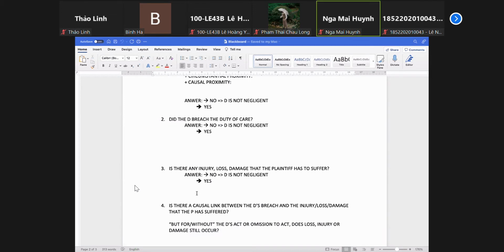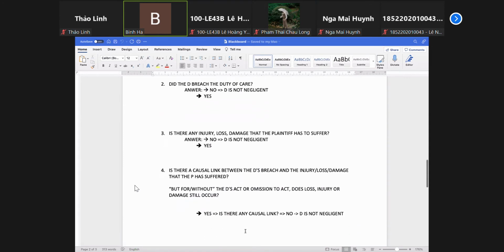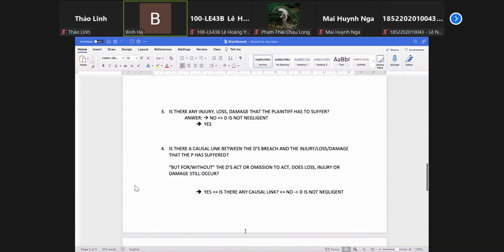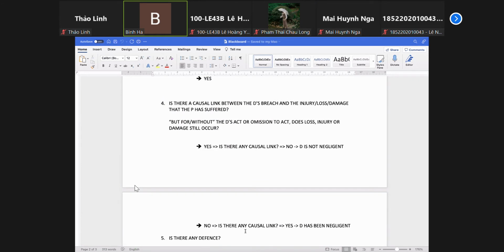Okay. If the answer to the but-for question is yes, then there is no causal link between the defendant's act or breach of duty, and the answer is the defendant is not negligent. If the answer to that question is no, then the answer to whether there is any causal link will be yes. And in that situation, the defendant has been negligent.